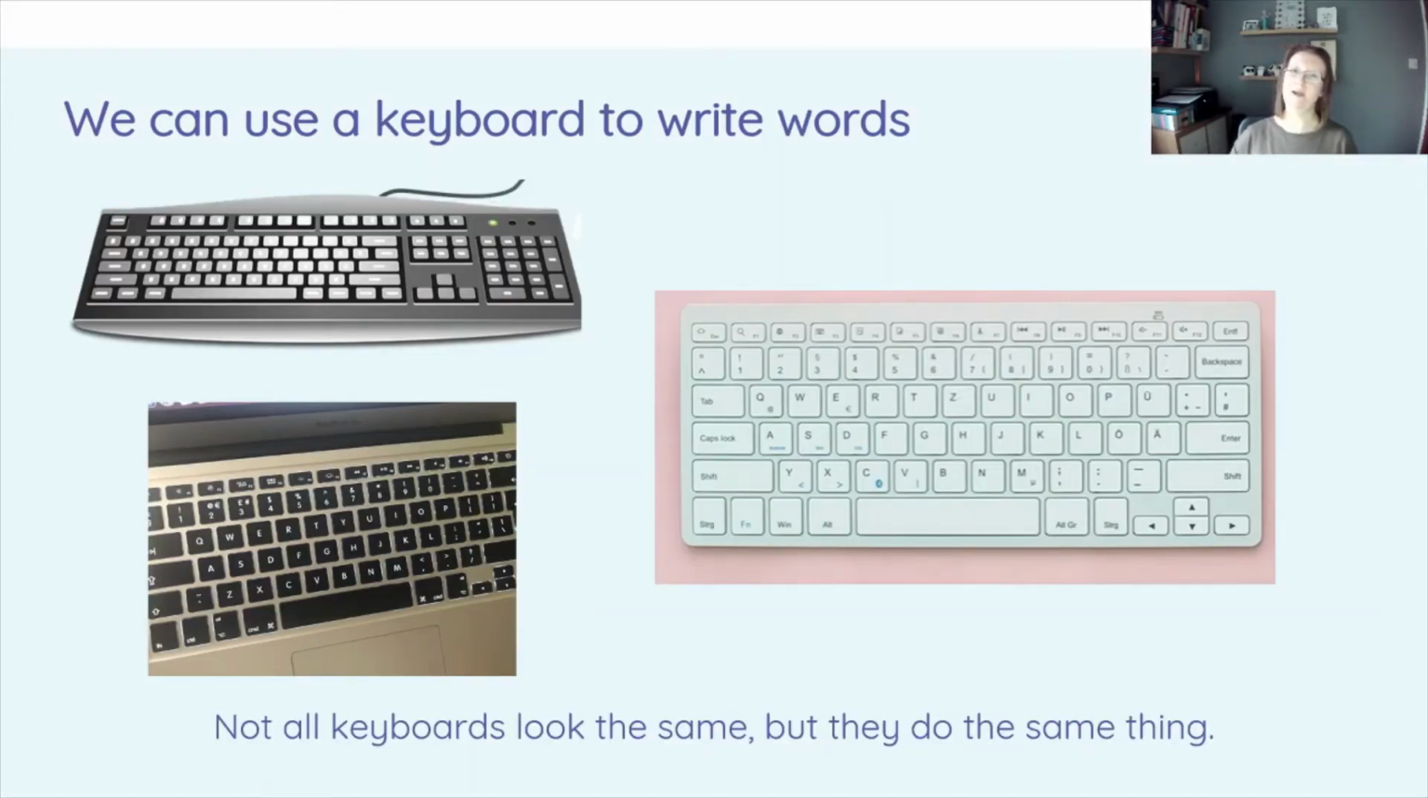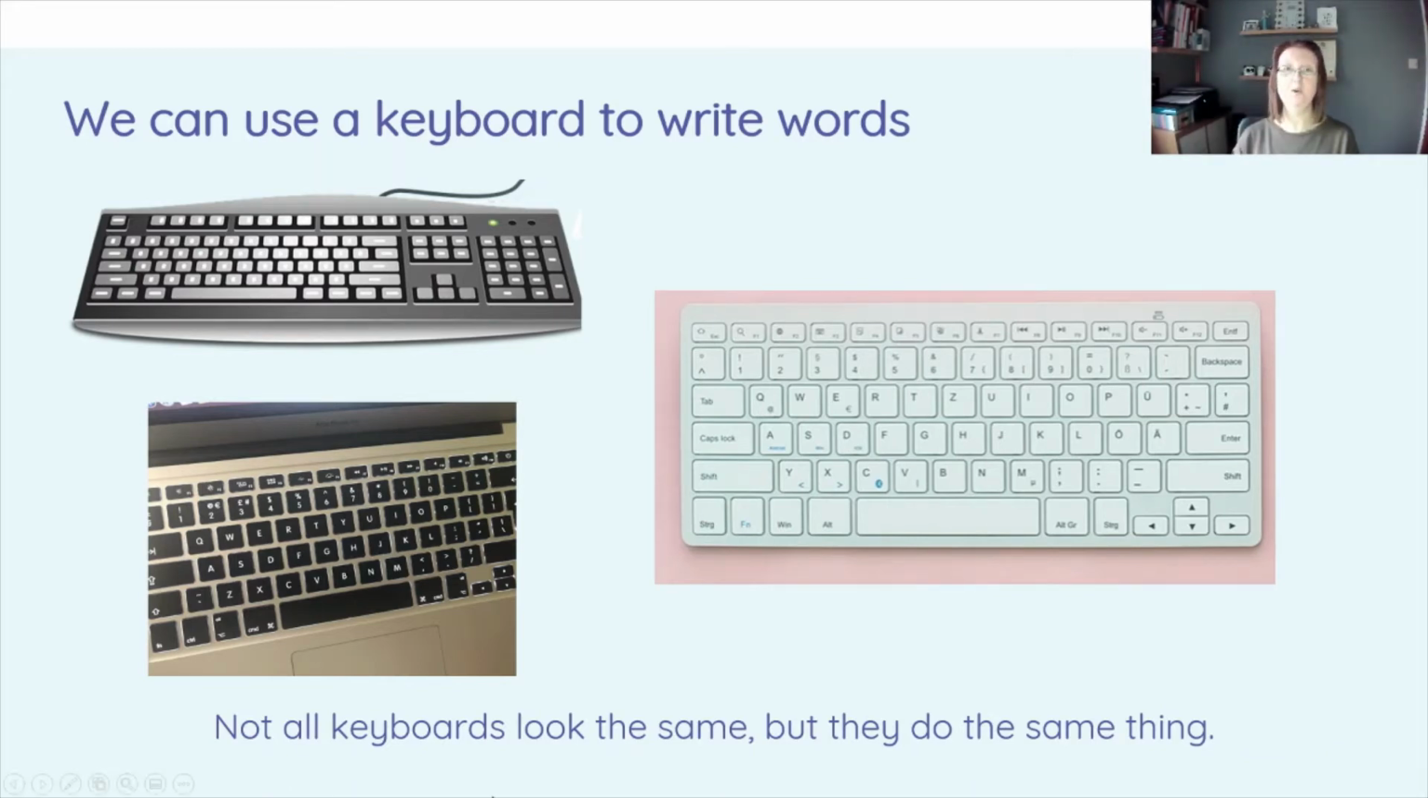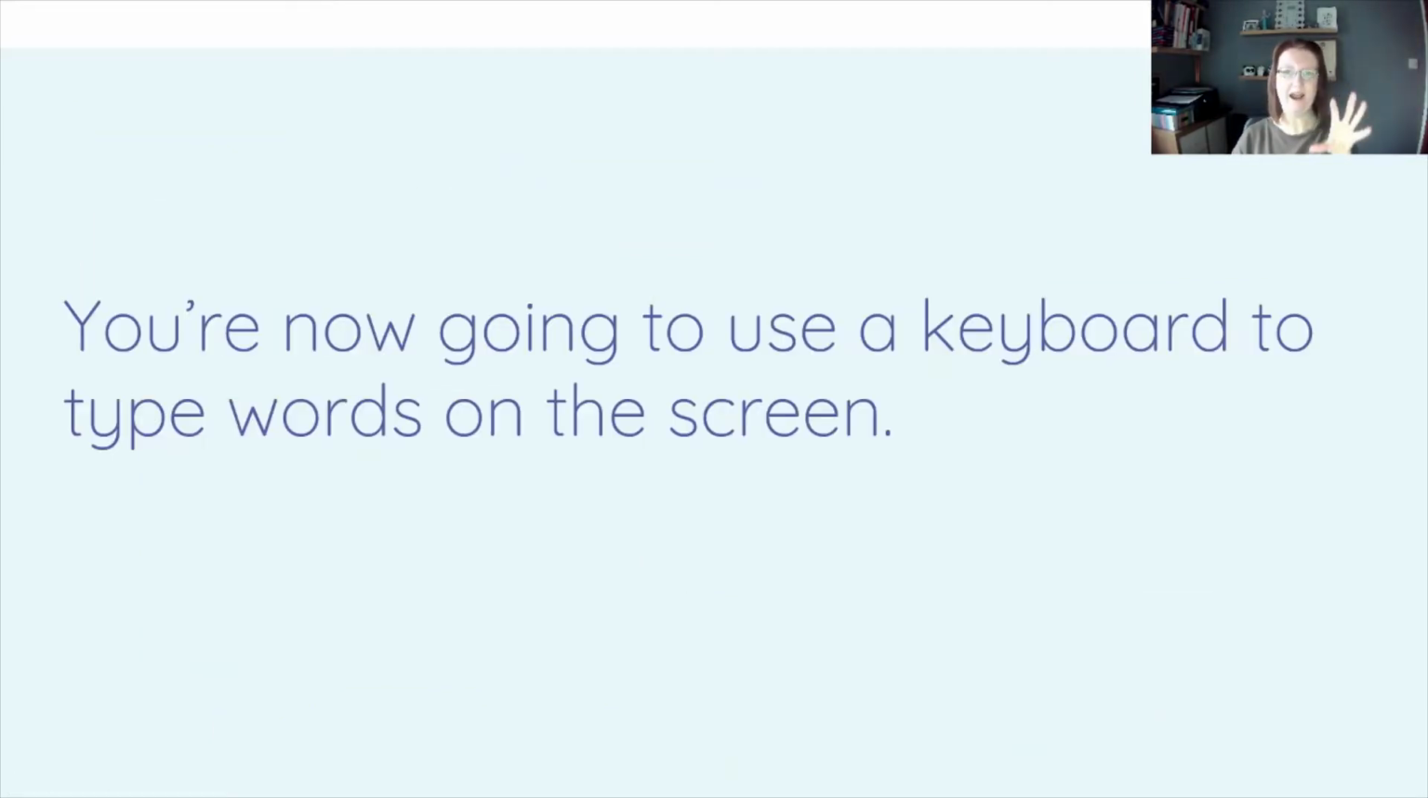Now, a keyboard can be used to write words, and there's lots of different types of keyboards. And this keyboard I've got actually goes with a tablet, so everything can have a keyboard. And this one, as you can see, we have all the letters and we have numbers on there, and there's lots of other keys on there, lots of other buttons. We're not going to look at those, we're just looking at the letters and the numbers. Not all keyboards look the same, but they do the same thing. So you're going to look now at how to use a keyboard to type words on the screen. And we're going to use that on our Paint app, carrying on using that.